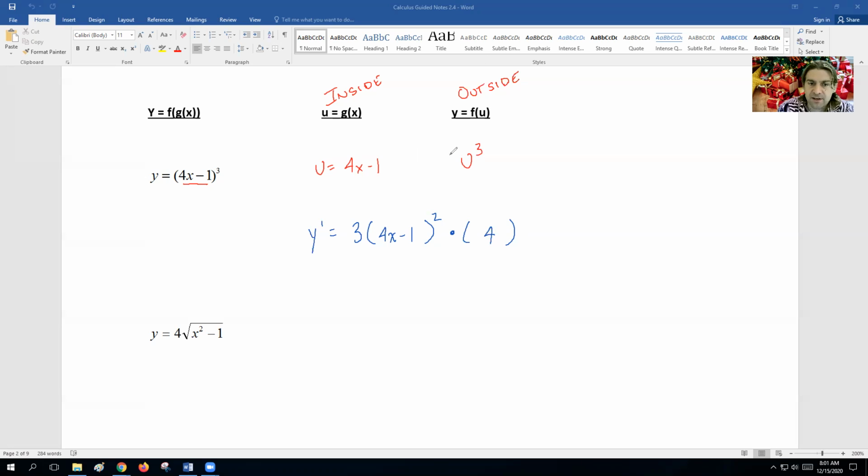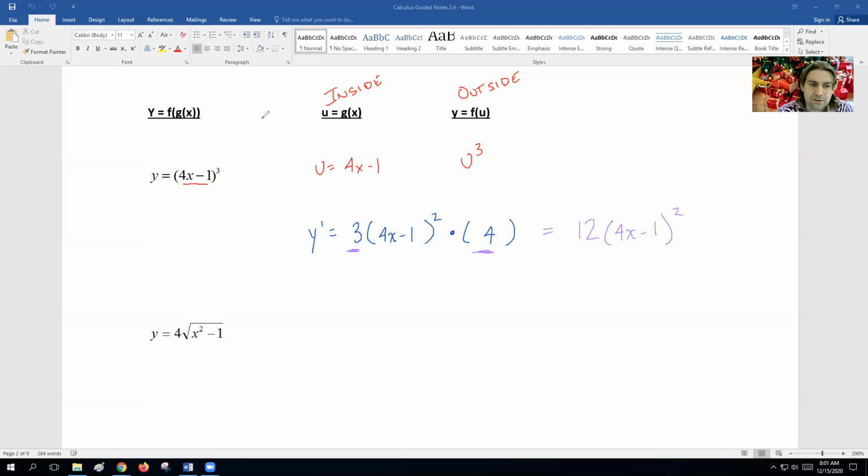Then we're going to work on simplifying. So the only thing we can do to simplify here is we can multiply the 3 times the 4. And so the derivative of 4x minus 1 cubed would be 12 of 4x minus 1 squared.